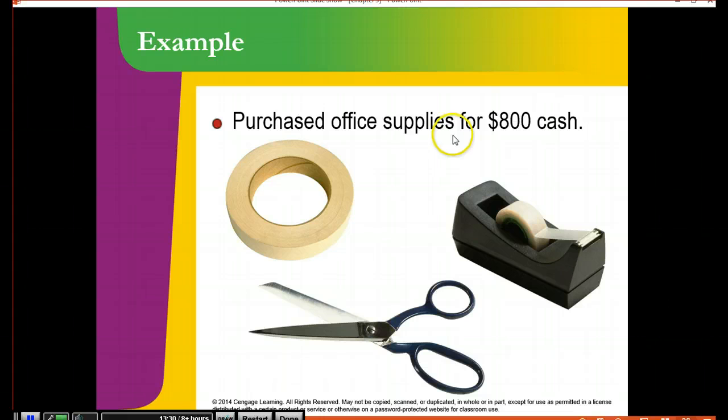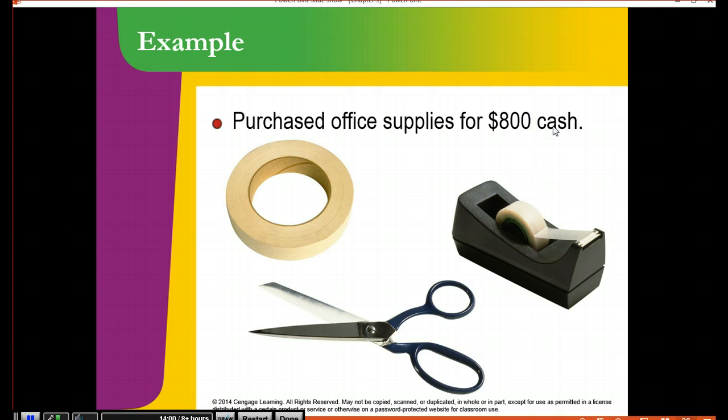Okay, this is a transaction. We got to identify the accounts and what happened to them. Purchased office supplies for $800 cash. Okay, so I have two things that have to happen, or two things that were affected. First of all, office supplies. I'm buying office supplies. I'm not using them up, I'm just purchasing them. So I'm going to increase it, so it's an asset. I'm going to increase office supplies by $800.